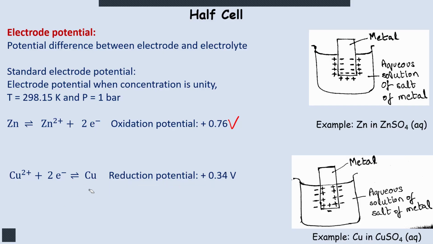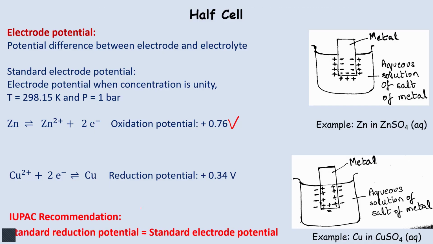So in case of some metals, it is oxidation potential. For some metals, it is reduction potential. Then how do we compare the electrode potentials of different half cells? So for this, the IUPAC has recommended that we should consider the standard reduction potential as the standard electrode potential. That means we have to consider the reduction potentials of the different half cells for comparing them or for calculations.